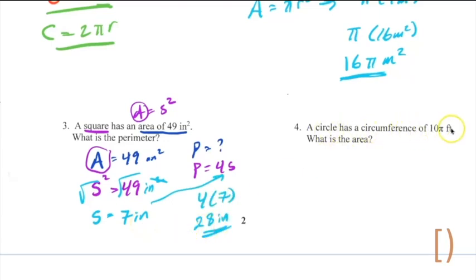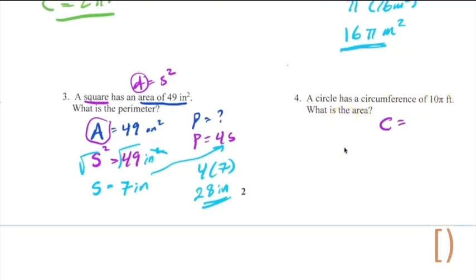Last one. A circle has a circumference of 10 pi feet. What is the area? Okay, the same idea. Circumference equals 10 pi feet. And I want to know what the area is. We have formulas for both of these. Circumference, particularly, equals 2 pi r. That 2 pi r equals 10 pi. I use the 2 pi r one because we're going to find the area formula.